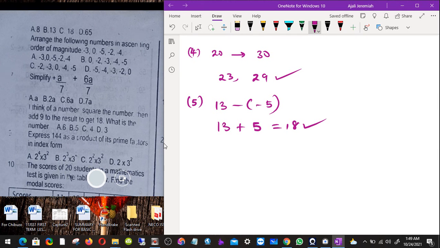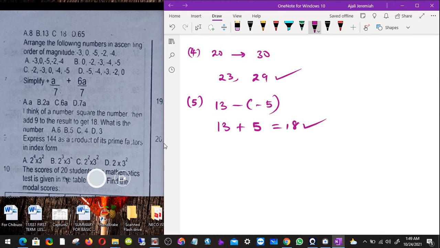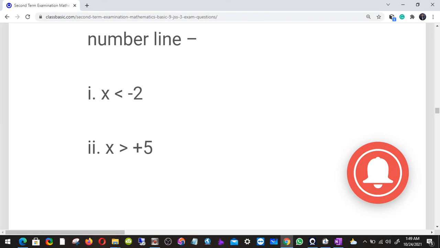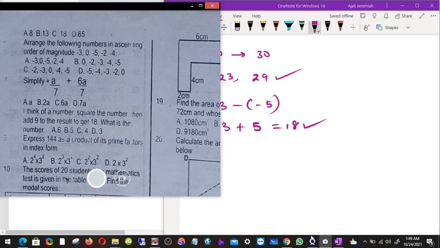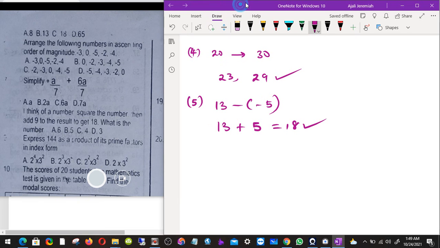Okay, number 6. Number 6 is demanding we arrange the following numbers in ascending order. I'm sorry about that. Bring it up. Arrange the following numbers in ascending order. So number 6. The numbers are -3, 0, -5, -2, and -4.